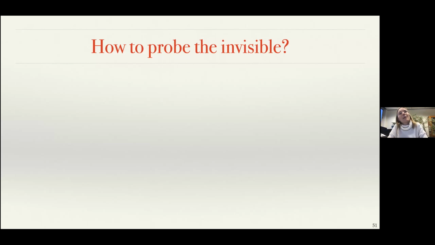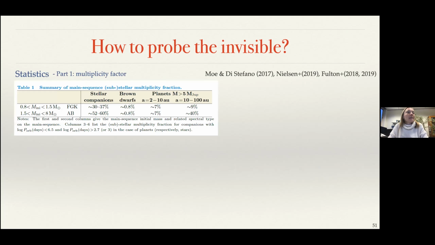But now comes a critical point. It's a point that I have tried to assess already a few times: how to probe the invisible. I have never told you that I have seen a companion. Most of the companions, with a few exceptions, remain invisible to us. Well, if you don't see them, luckily sometimes statistics can help us in building up support for our arguments. So there are two parts in the statistical argument.